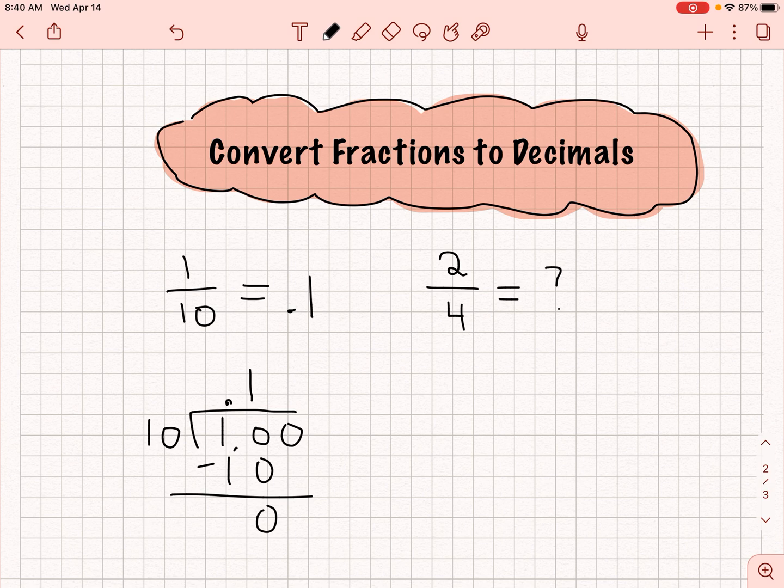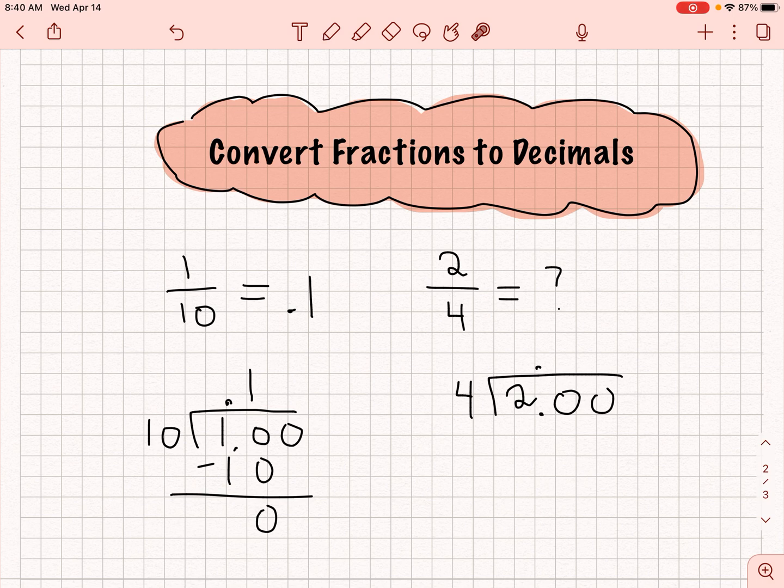So 2/4 can be written as 2 divided by 4. First step in division is, how many groups can I make? How many groups of 4 can I make with 2? I can't make any. So I know that I need to add a decimal. Give myself a couple zeros here to work with.